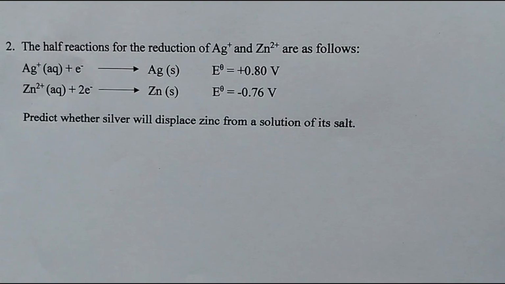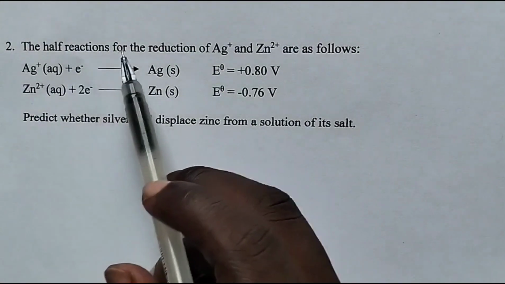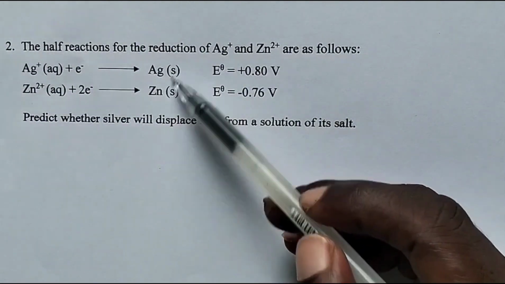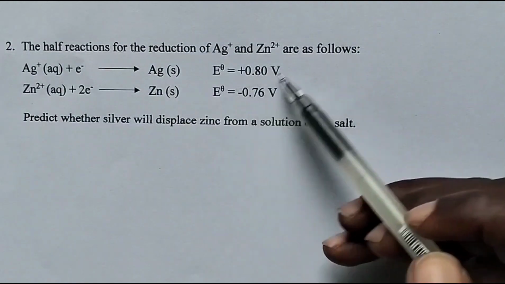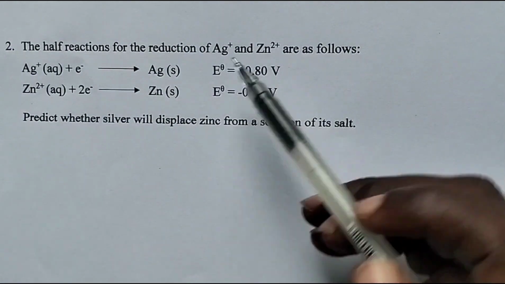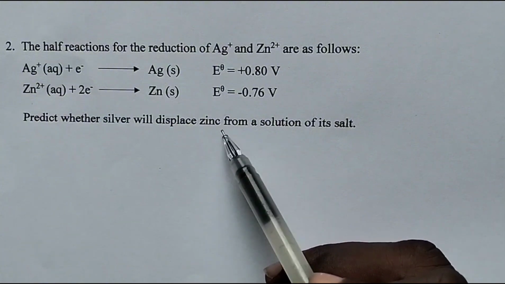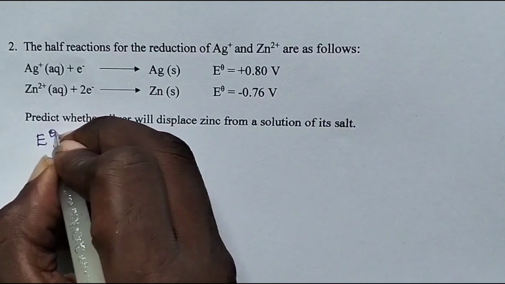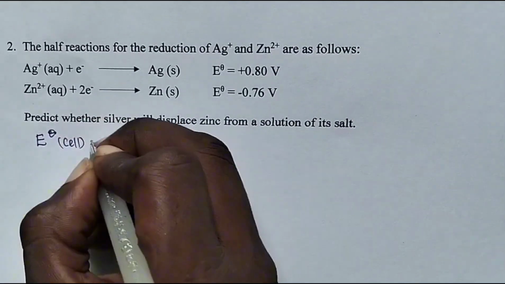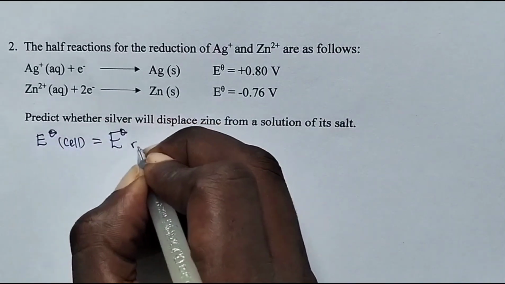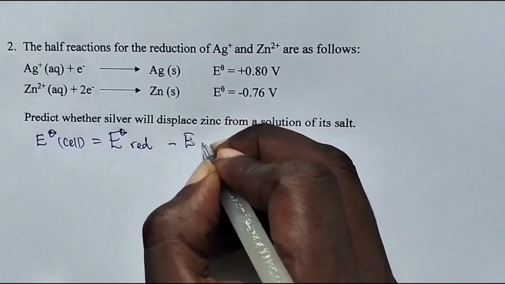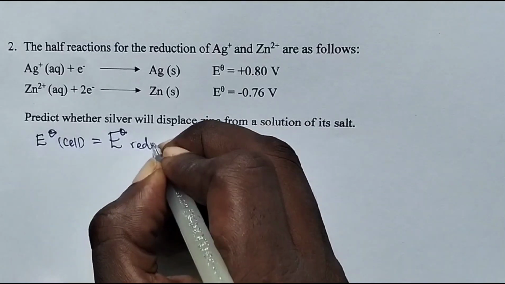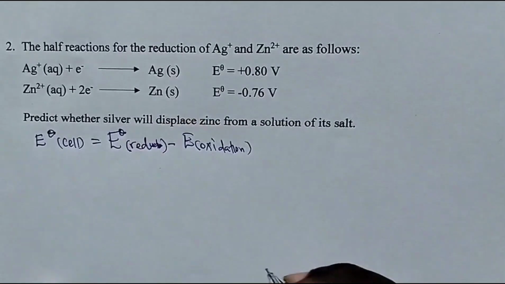So we go to example 2. In example 2, we are told the half reactions for silver and zinc are as follows. So we are given the half reactions and the standard potential values of the cells. Then we are asked to predict whether silver will displace zinc from a solution of its salt. So we can take the formula for the EMF of a cell, which is equal to E reduction minus E oxidation.